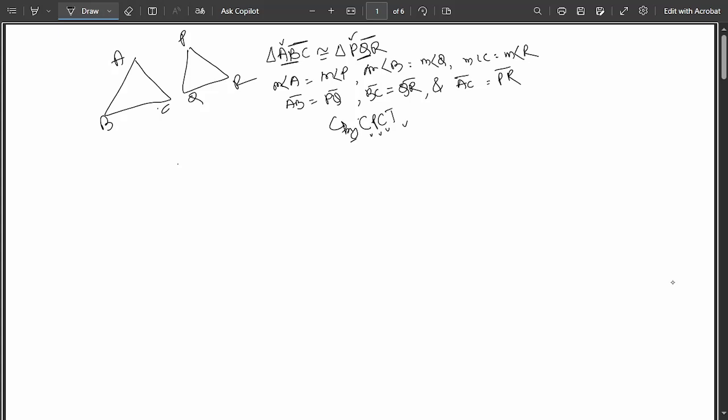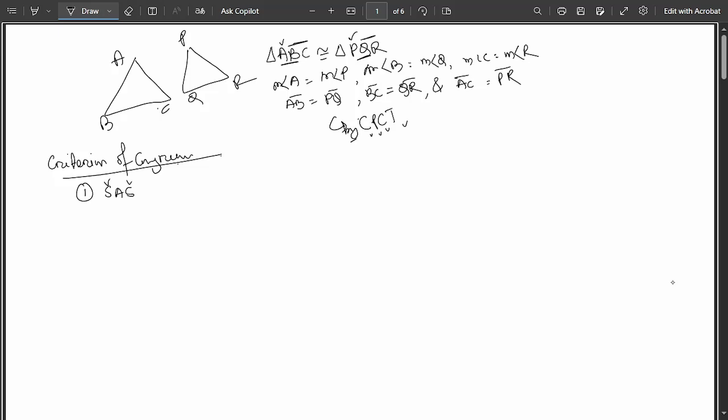Now we come to the different criteria of congruency of triangles. The first one is side angle side congruency. That means if two sides and their intermediate angle of two triangles are the same, then we say that the triangles are congruent.